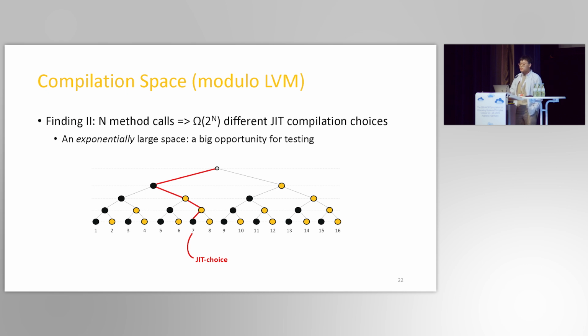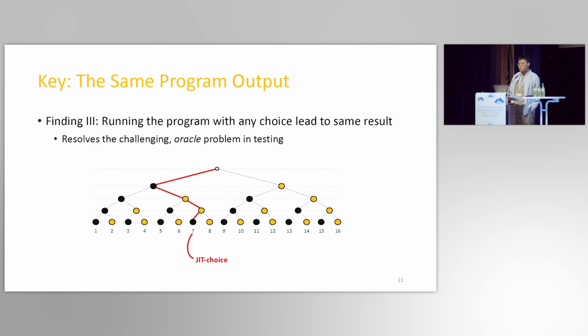And this is a big opportunity for testing, right? Because this compilation space is so large. In this work, we call such a space the compilation space of the modular VM, and each choice in the space we call a JIT choice. Looking at this space, if you think about it for a while, you can find that the key is that if you run the program with any choice in the space, you should get exactly the same program result. This is a very strong characteristic, and it actually resolves the challenging oracle problem in testing.